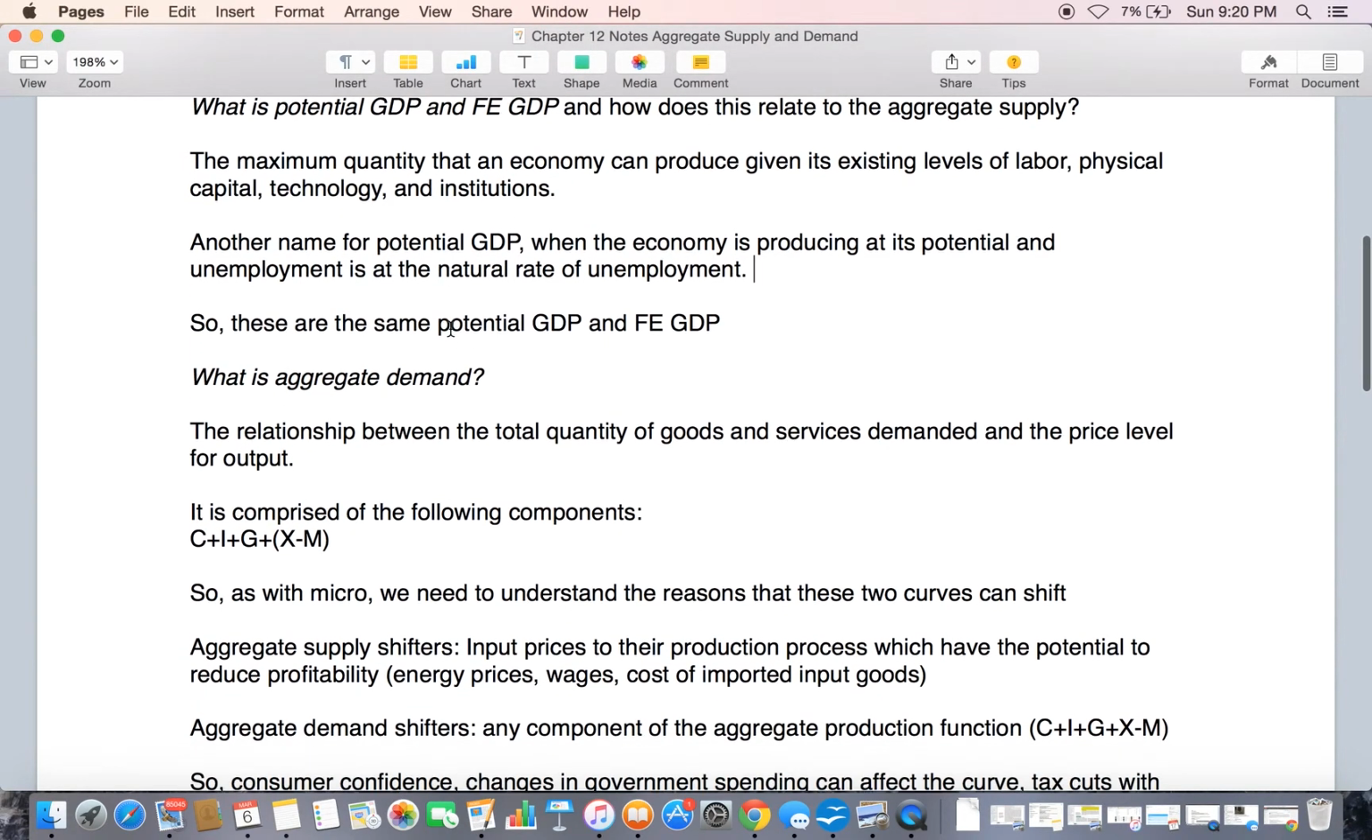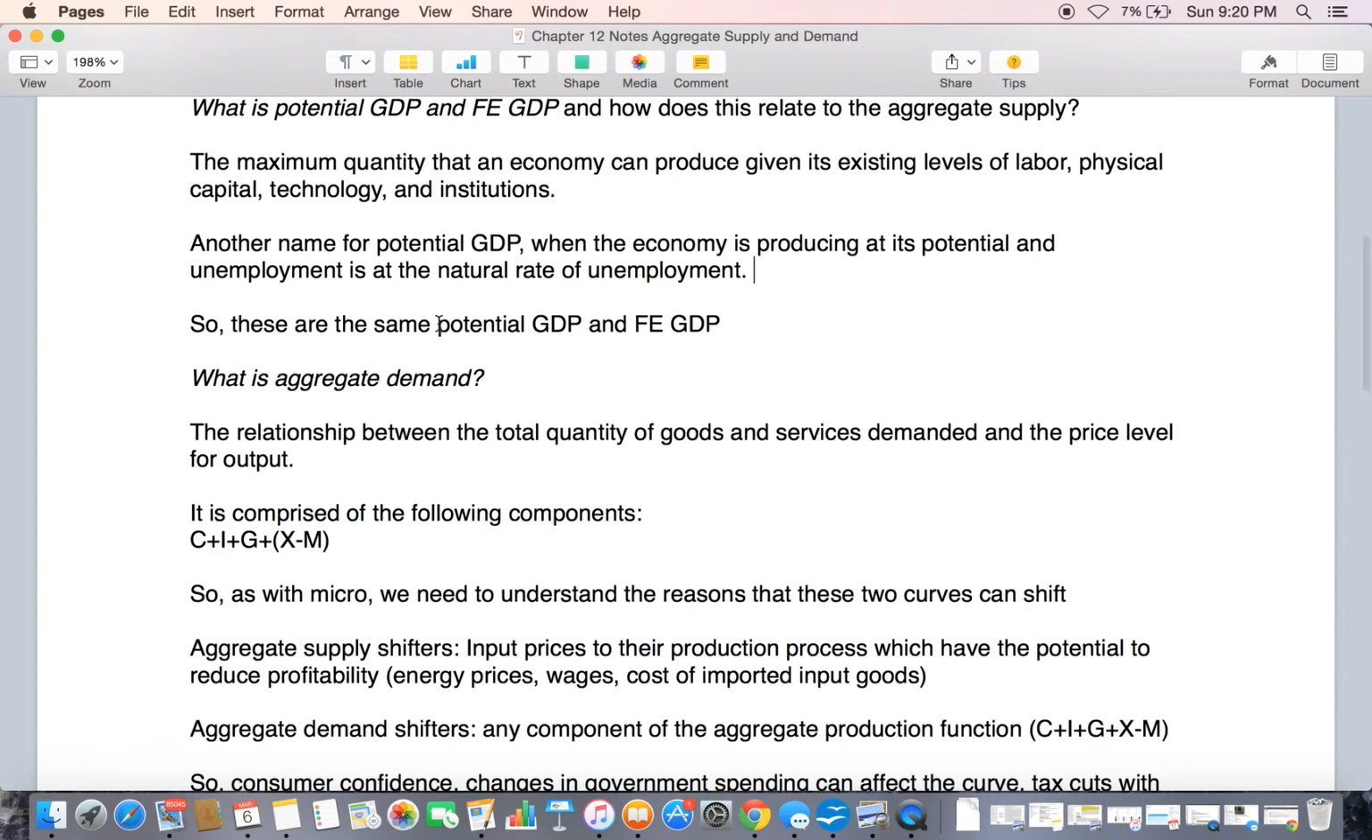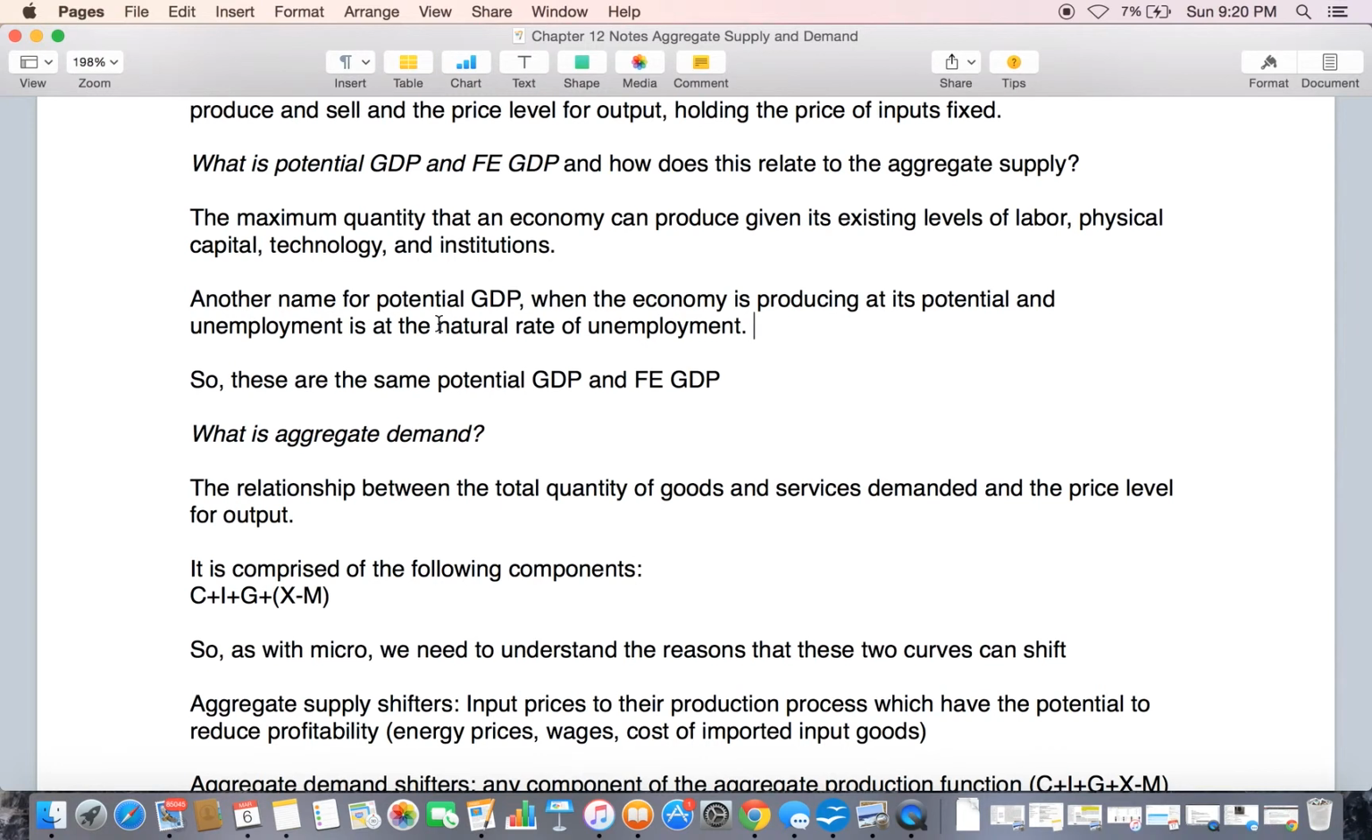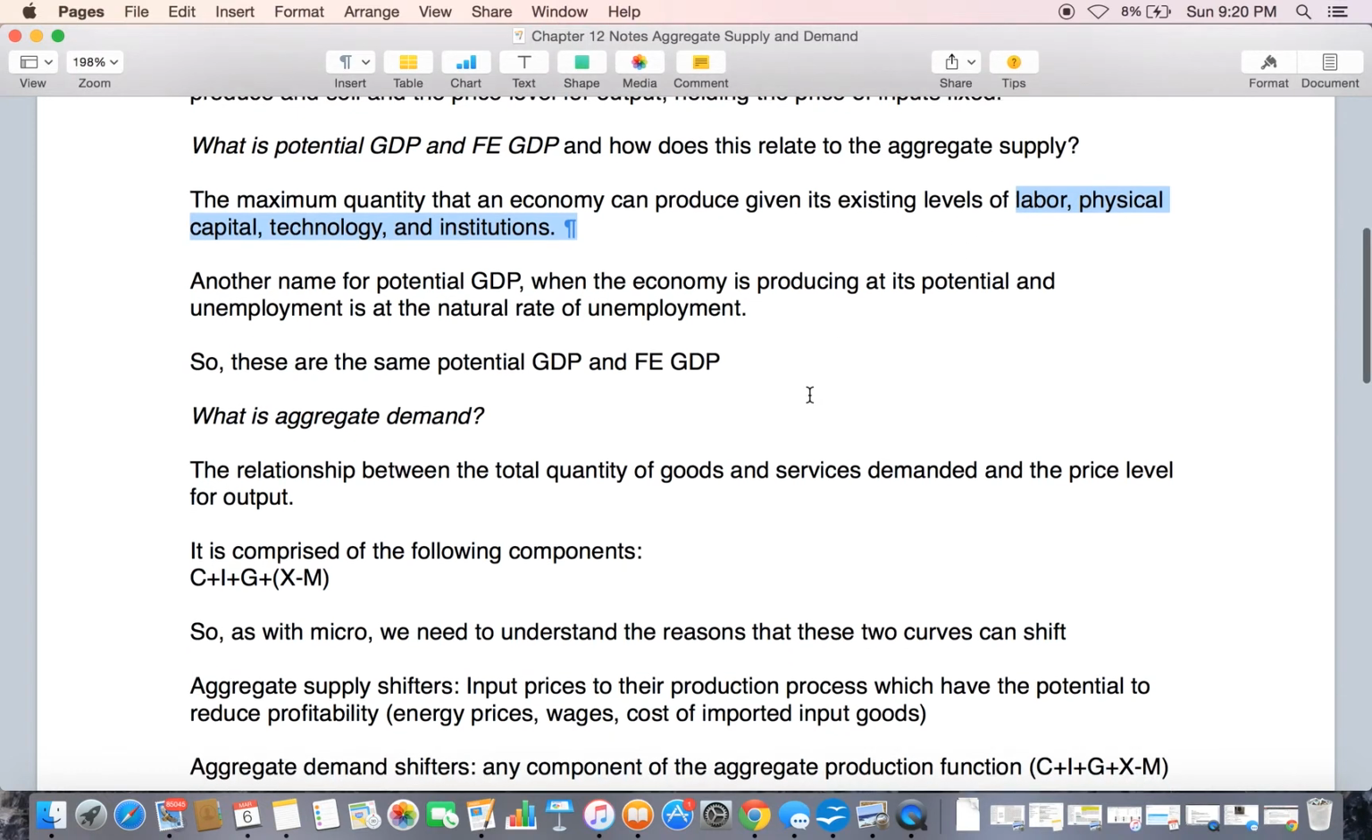So I would say that when we're talking about the potential GDP or full employment GDP, we're talking about the same thing. We're talking about no one being unemployed beyond people who have quit their job to look for another job, those that are frictionally unemployed. And we're producing everything that we can possibly produce most efficiently with all labor, physical capital, technology, land, and raw materials at our disposal.